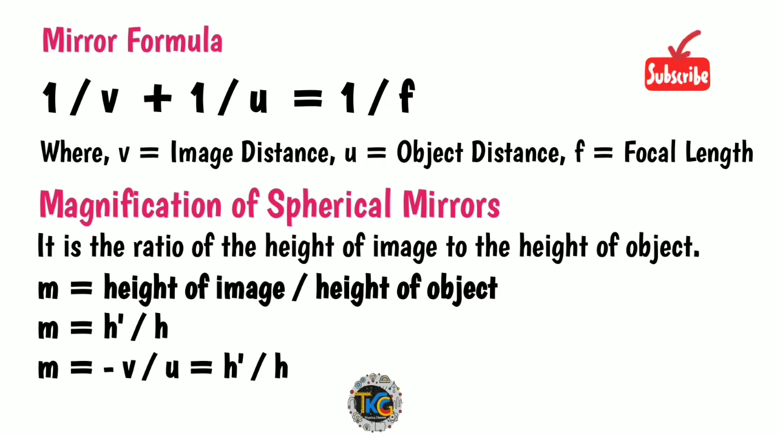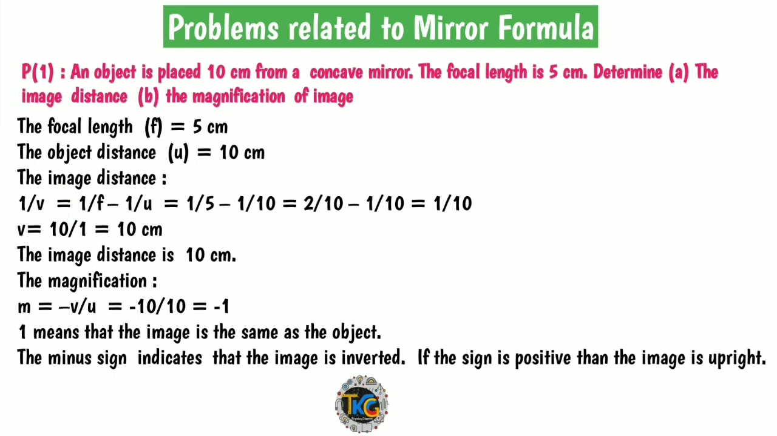So let's take some examples for problems related to the mirror formula. Problem 1. In the problem given, an object is placed 10 cm from a concave mirror and the focal length is 5 cm. You have to determine the image distance and the magnification of the image. So at first you have to write the given condition. Here given f, that is focal length, 5 cm, object distance u, that is 10 cm. So according to the mirror formula, we can write 1 by v equal to 1 by f minus 1 by u. So just putting the individual values and simplifying it, the value of v will be 10 cm.